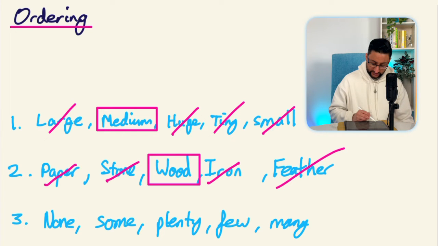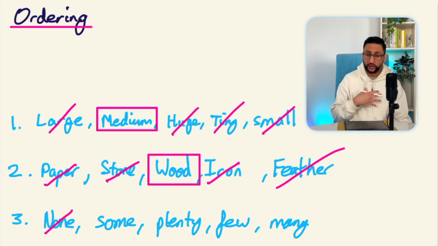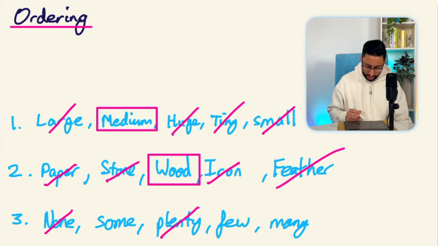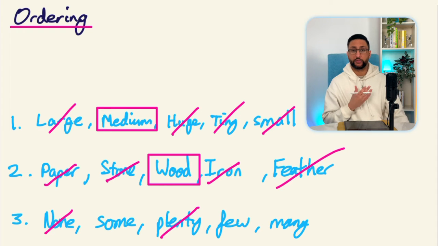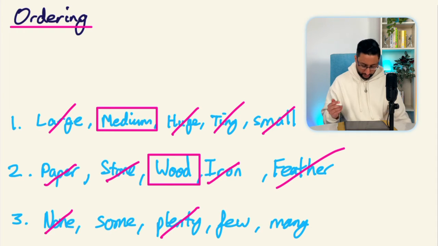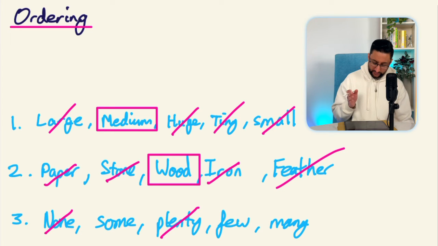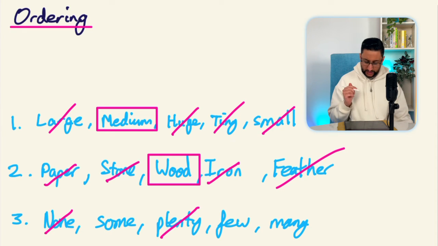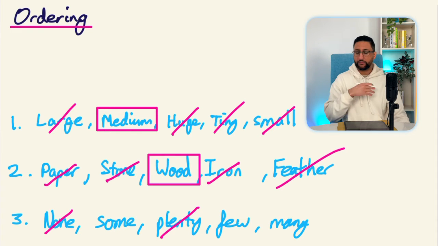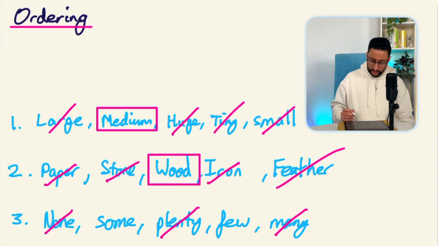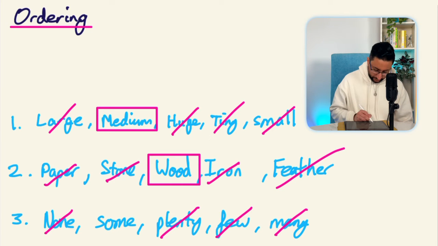None is obviously 0. Out of the remaining 4, I would say plenty is the one that is the most. You can have the word abundant as well, which also means more than enough. Out of the 3 that we have left, we have some, few, and many. So many is the larger amount of these 3, and I'd say few is the smaller amount of these three. That leaves us with some as our middle value.